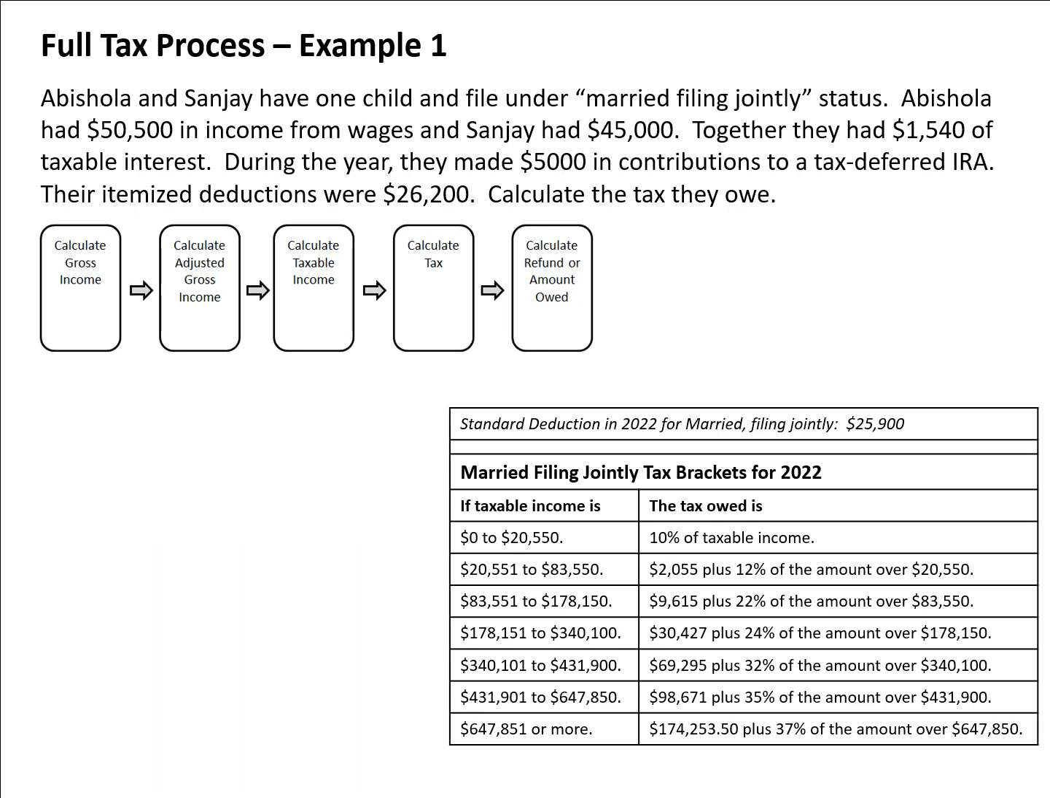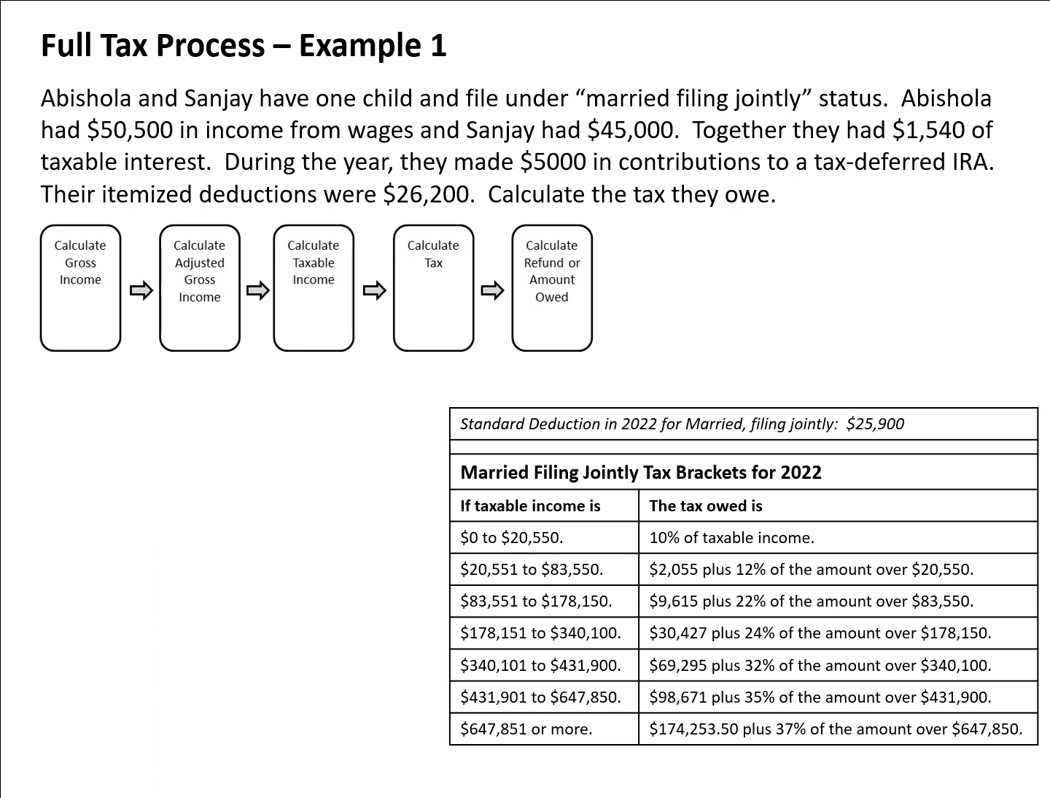So in this example, we have 2 people, Abishola and Sanjay. They have 1 child and they file under married filing jointly status. That means they're married and they're filing a single tax form together. Abishola had $50,500 in income from wages, and Sanjay had $45,000 in income from wages.